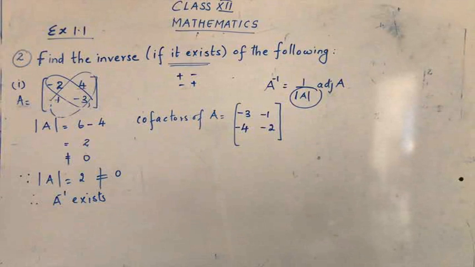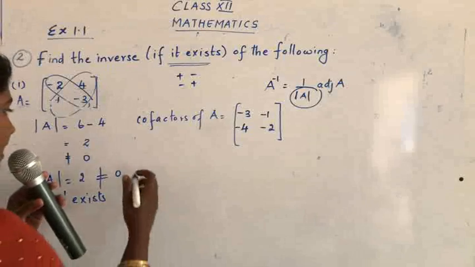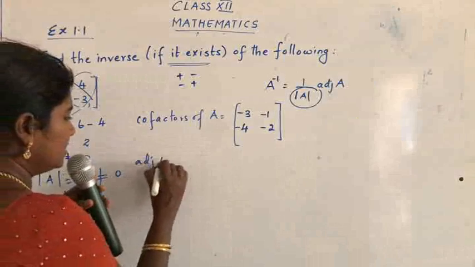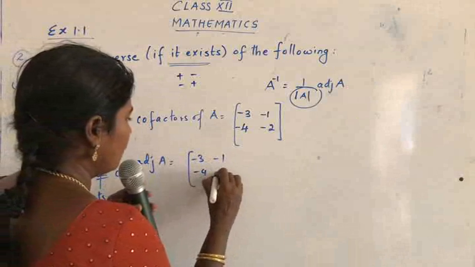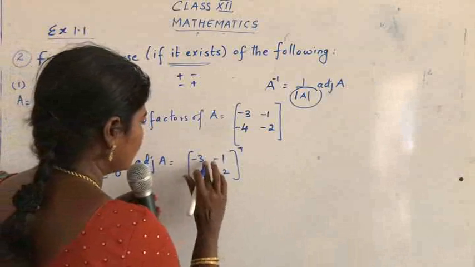Now you know what is the next step. That is, for finding adjoint A, you have to get the transpose of cofactor. So adjoint A is minus 3, minus 1, minus 4, minus 2 transpose. So what is the answer?